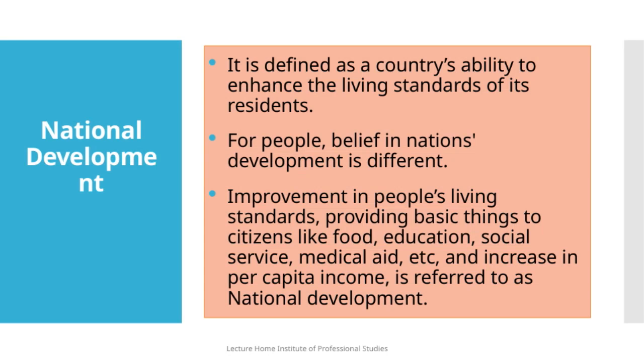Welcome to Slide 5. Today, we're focusing on the concept of national development. So, what exactly is it? Essentially, it's a country's ability to improve the living standards of its residents. When we talk about development, different people might have varying perspectives on what it truly means. For the most part, though, national development involves making life better for citizens. This includes providing basic needs like food, education, social services, and medical aid. It also involves increasing the per capita income, which basically means boosting the average income of each person in the country.